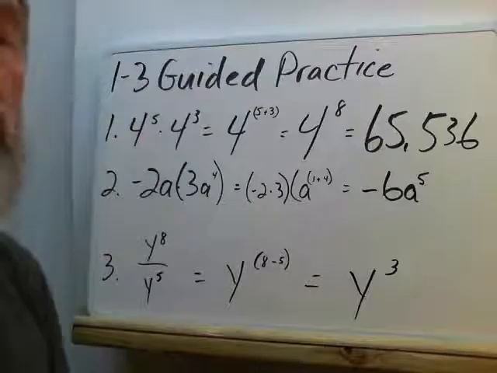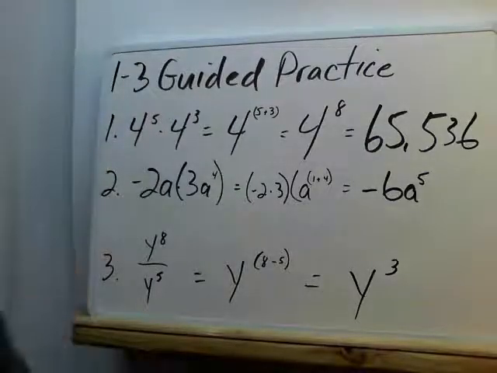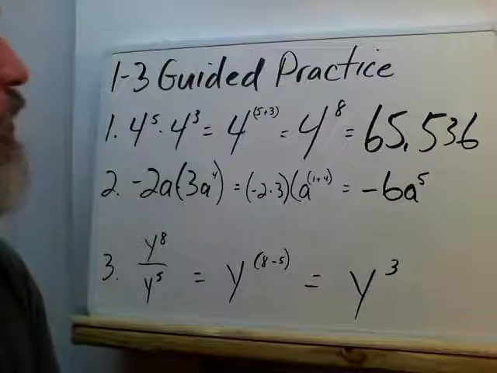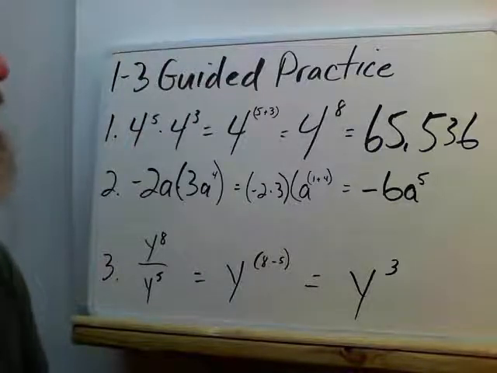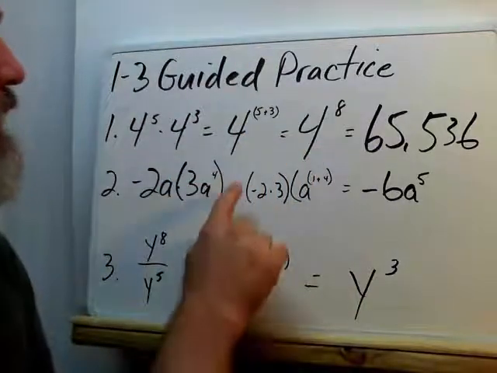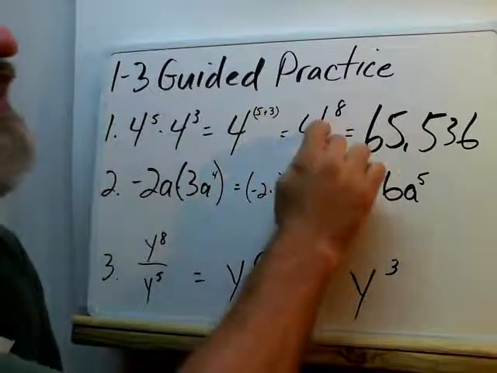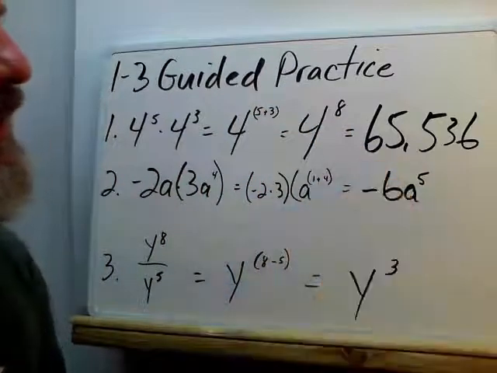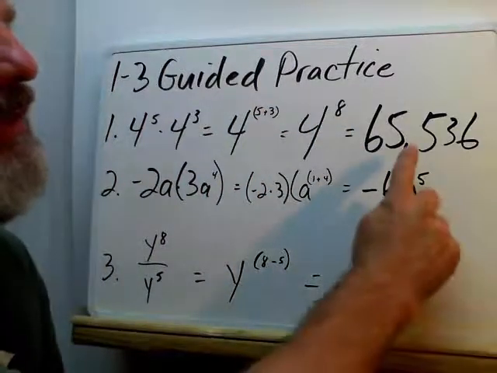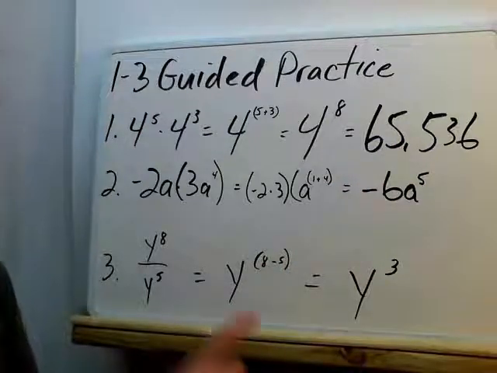Here are your solutions to 1-3 guided practice. Our first problem, number 1, is 4 to the 5th times 4 cubed, which I'm going to just jump right to the simplification. We should be pretty good at this by now. 4 to the 5 plus 3 is 4 to the 8th. 4 to the 8th is 65,536. Reminder about your commas in numbers with more than 3 digits.